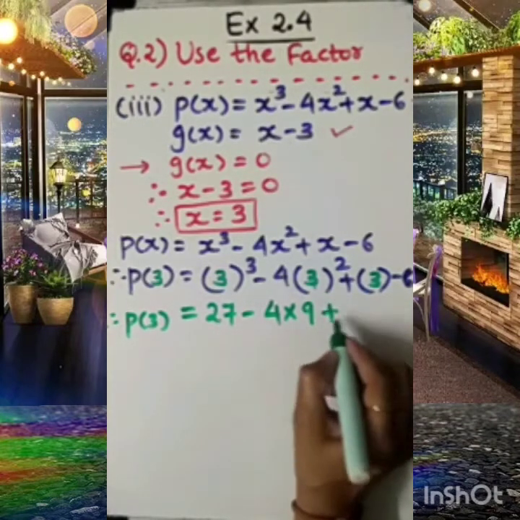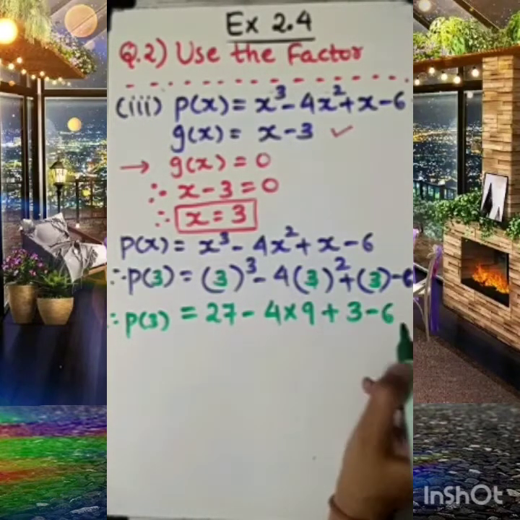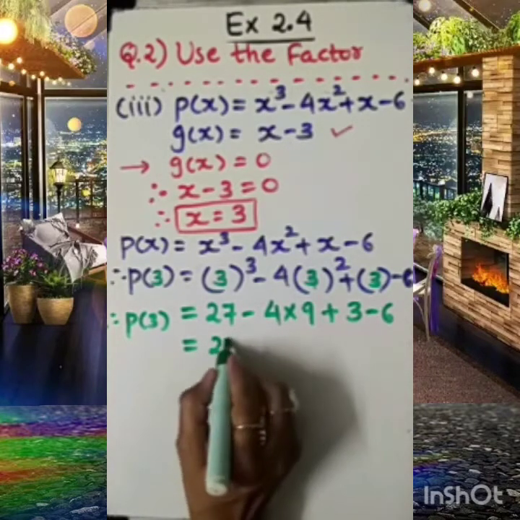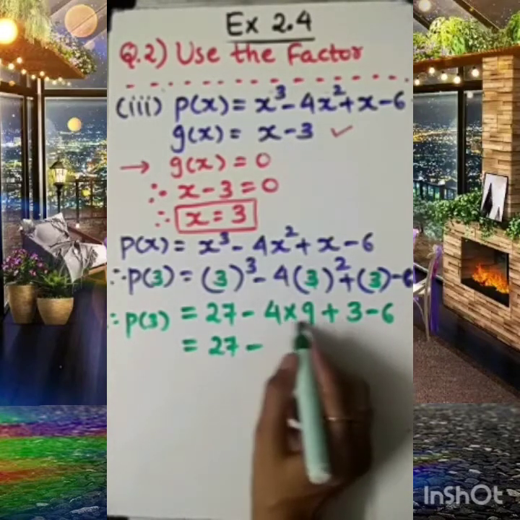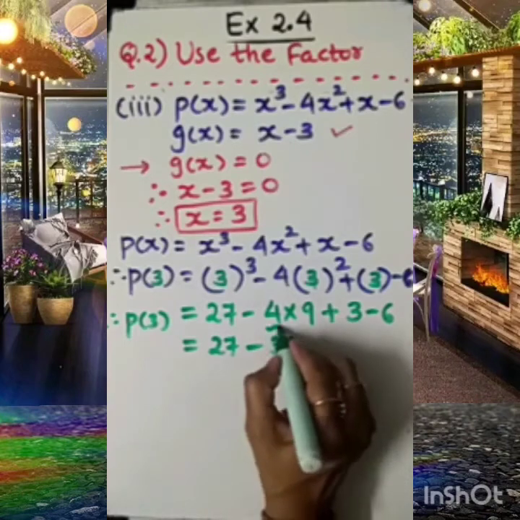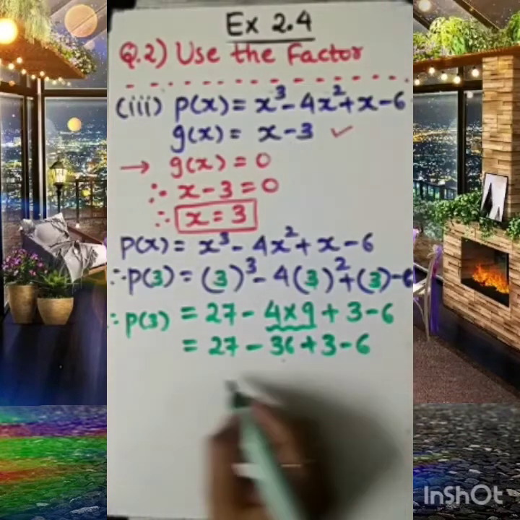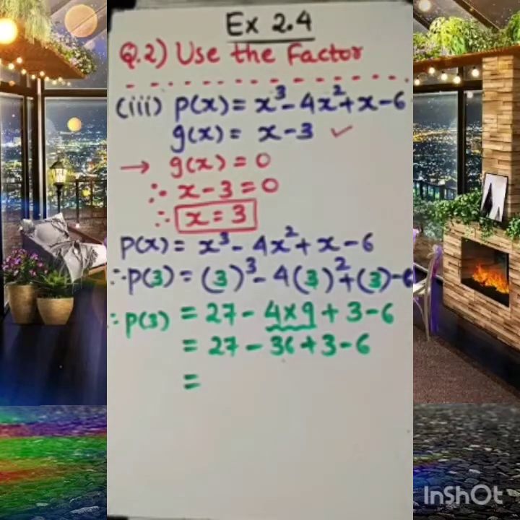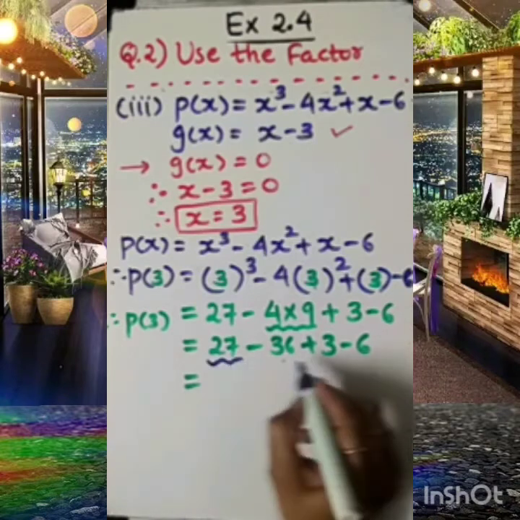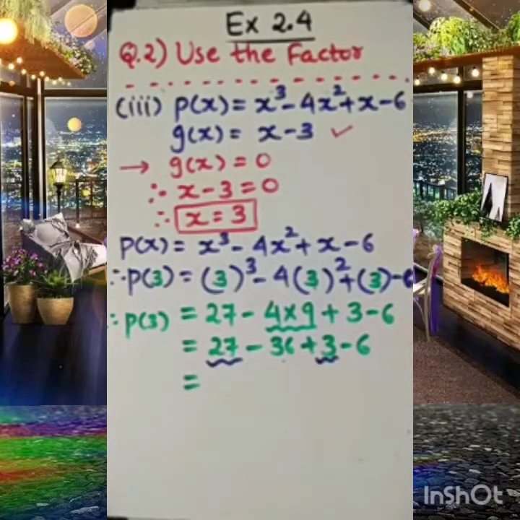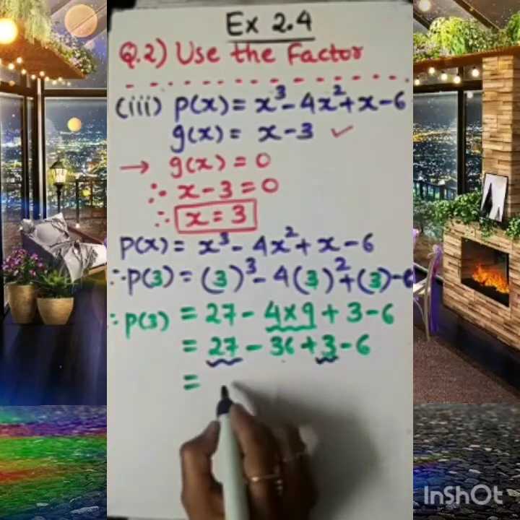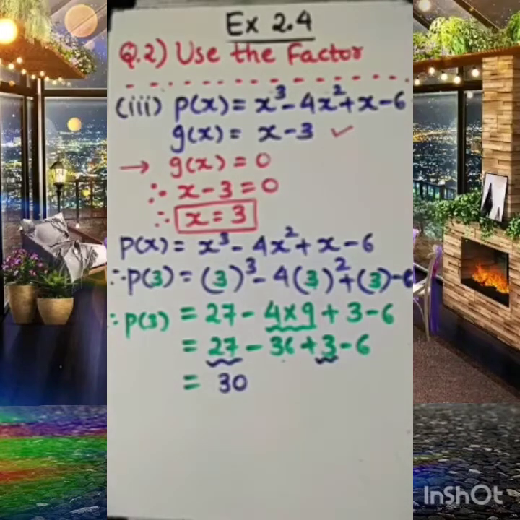9 plus 3 minus 6. So, after simplification, 4 times 9 is 36. The product of this is 36 plus 3 minus 6. So, which numbers are positive here? Let's see. This 27 plus 3. These two numbers are positive, so 27 plus 3 gives the result 30.